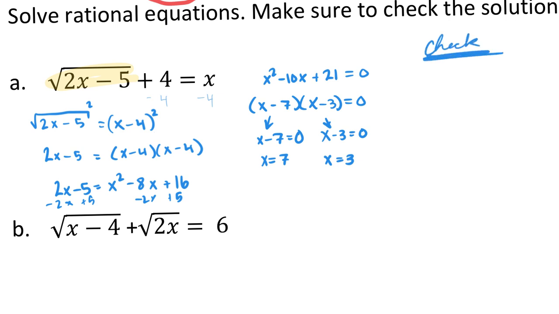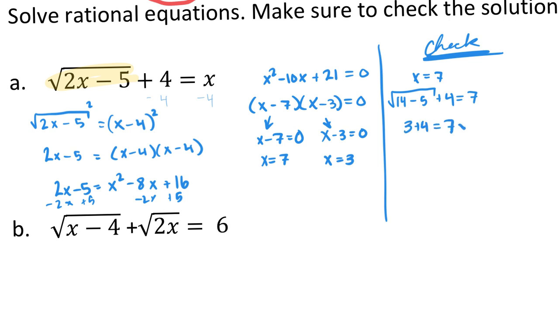We need to check our answers. So I'm going to plug 7 in when x equals 7. So we've got the square root of 2 times 7 is 14 minus 5 plus 4. We want to know, does that equal 7? Well, 14 minus 5 is 9. The square root of 9 is 3. 3 plus 4 is 7, so that checks out.